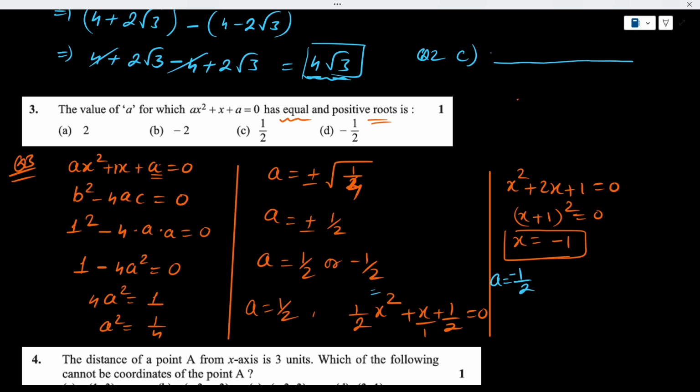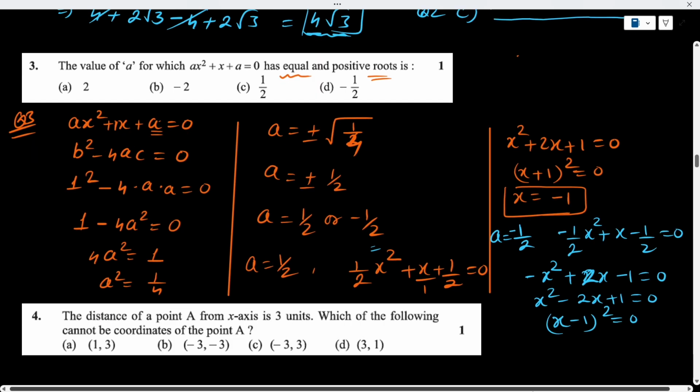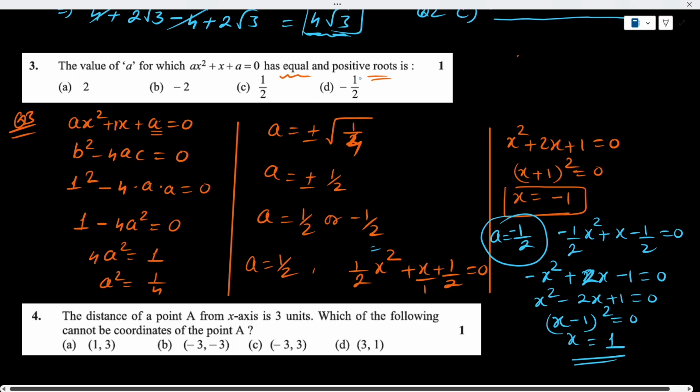So if a is minus 1 by 2, your equation will be minus 1 by 2 x square plus x minus 1 by 2 is 0, which is minus x square plus 2x minus 1 is 0, and if I take minus sign common, it is x square minus 2x plus 1 is 0, which is nothing but x minus 1 whole square is 0. Now x minus 1 whole square is 0 means your solution is x is equal to 1. Now this is 1 or 1, which are the equal roots. So a equal to minus half is going to give you the positive root.